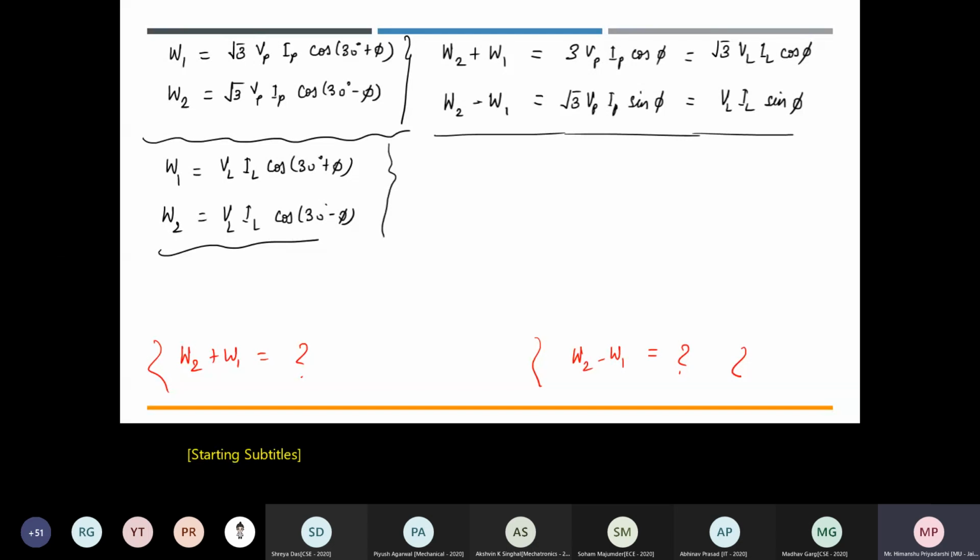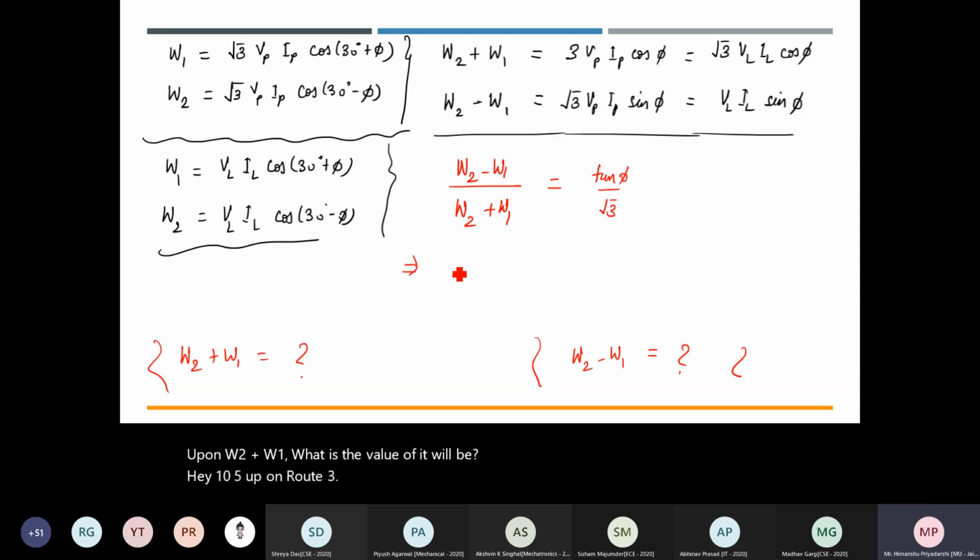Okay, now what is the ratio if you want to write W2 minus W1 upon W2 plus W1? What is the value of it? It will be tan phi upon root 3.